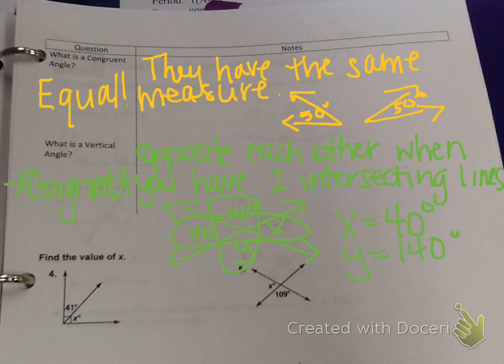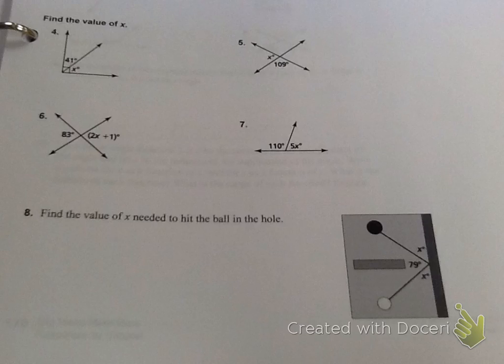All right, you have a few problems to do. Find the value of X on 4, 5, 6, and 7, and find the value of X on 8. So here on 4, to find the value of X, 41 plus X has to equal a right angle, so that would be 90 degrees. So 41 plus X equals 90 degrees. See if you can find that.